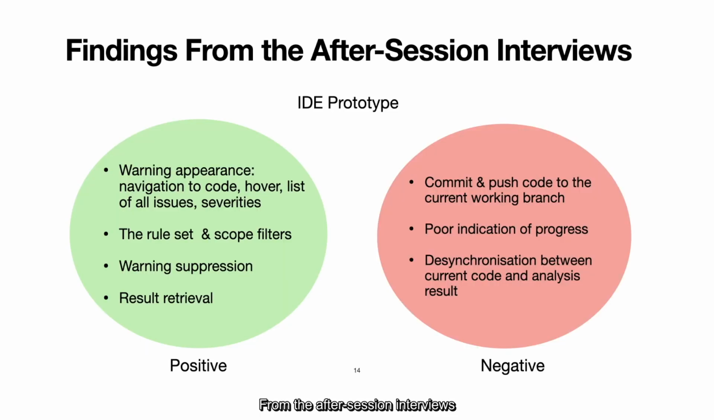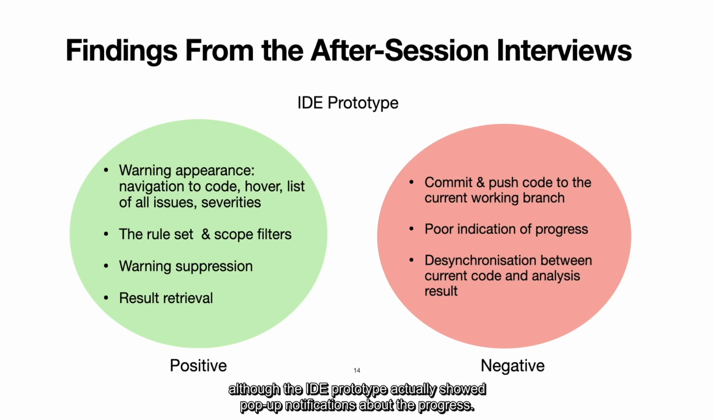From the after-session interviews, we learned that there were many things we did right with the IDE prototype, such as how the warnings appear in the IDE. However, some developers didn't expect they would need to commit and push code. They think these are dirty commits, or they don't use feature branches at all. The others missed indication of the analysis progress. For example, a participant said that he would like to see a progress bar in the IDE.